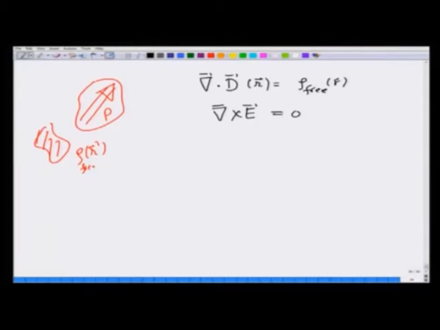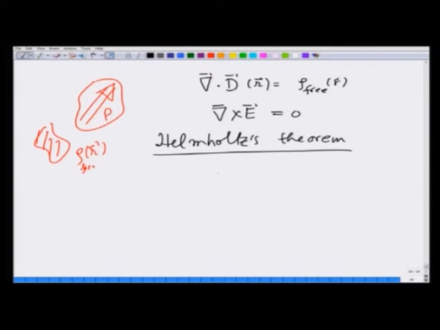Now, recall Helmholtz's theorem that says that to calculate any quantity, I need its curl as well as divergence. Here I have two quantities, D and E. I know divergence of D and curl of E. Let us ask a question: is divergence of or curl of D 0?